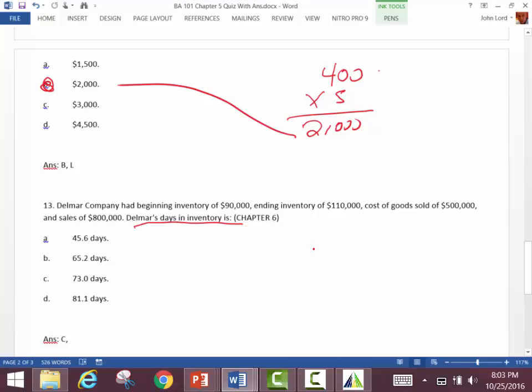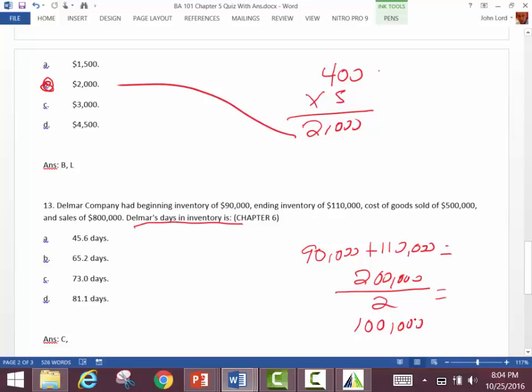Okay, just look right here. We take the 90,000 plus the 110,000. That gives me 200,000, if I'm not messing up my calculation here. To get the average, you divide that by 2. That's just how you get the average. We get the average for the year, and that's 100,000.